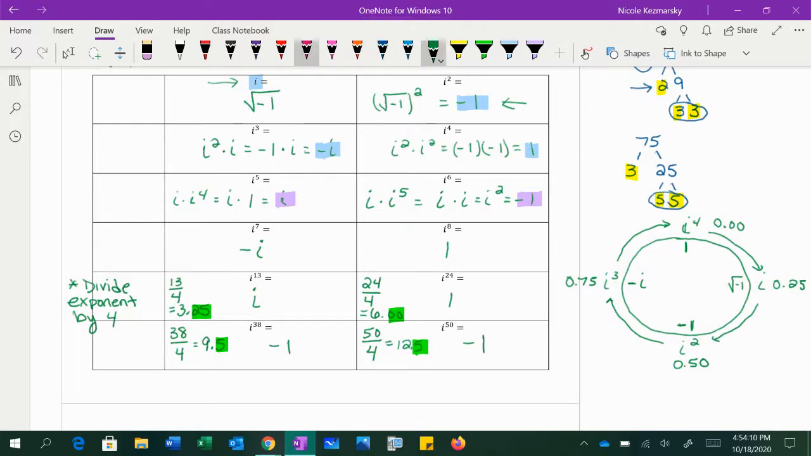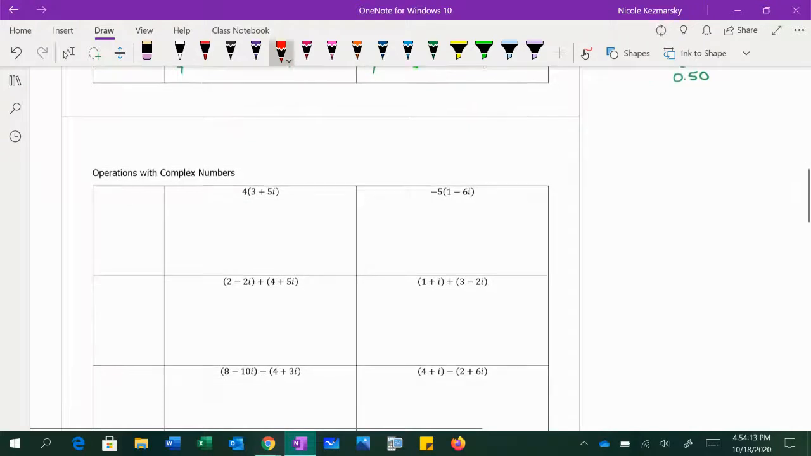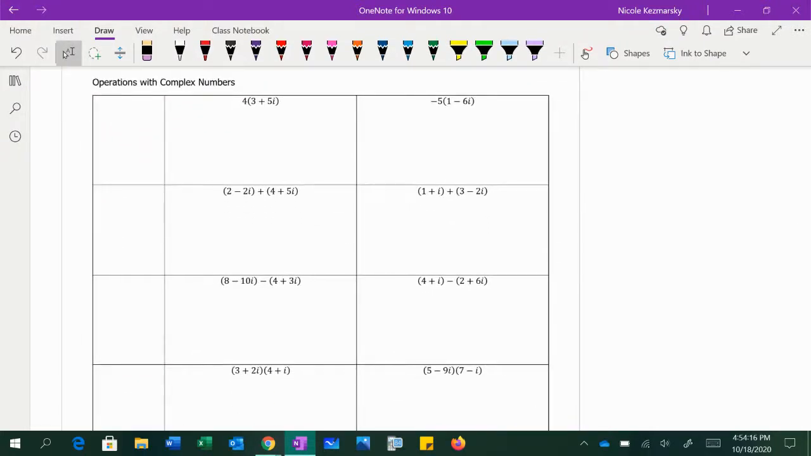We can also work with complex numbers that have i in them and do some multiplication, addition, and subtraction. When we have a number in front, we do what we would normally do with a number in front. We're going to distribute. So I'm going to do 4 times 3 is 12, 5 times 4 is 20, and just attach my i. Same thing with the negative 5, just a number sitting in front of parentheses. I'm going to multiply, so negative 5 times 1 is negative 5. Negative 5 times negative 6 is positive 30, and we'll just attach the i.